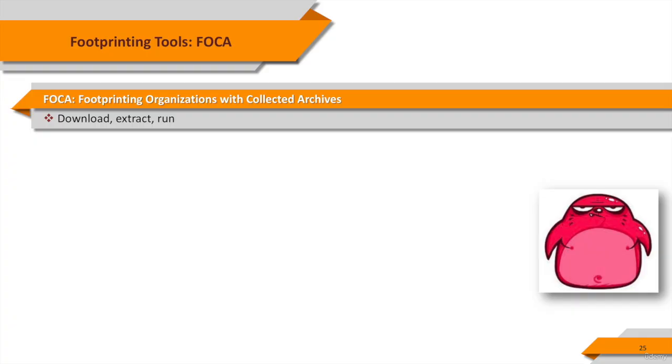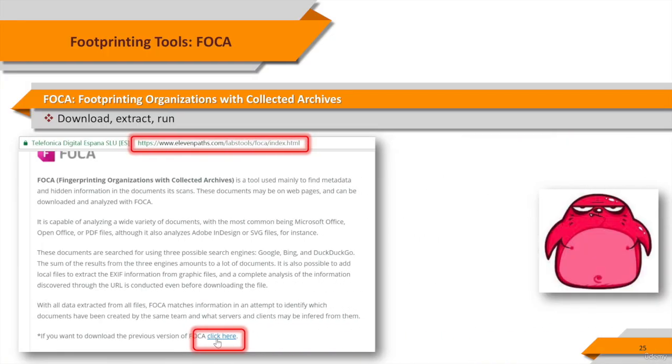Here's how you can download and install FOCA. You can download FOCA from the 11 Paths website that is seen on this slide. FOCA is open source. You can download all the sources as well as the executable binary from github.com/11paths/FOCA. However, this version requires SQL Server Express installed on the host machine. So I prefer to download and use the previous version of FOCA, which requires .NET Framework version 3.5 only. It's a portable version, so you don't need to install it.